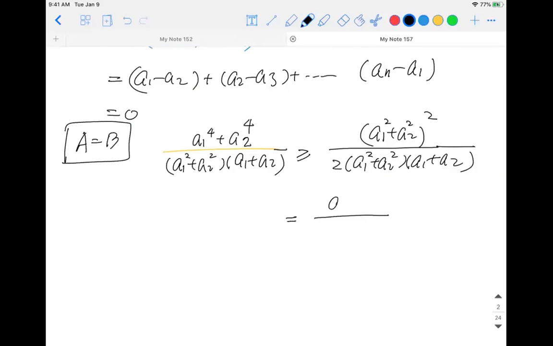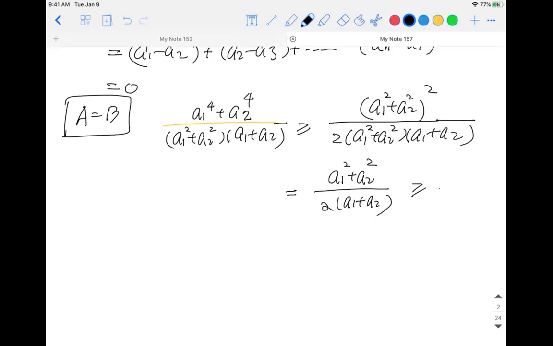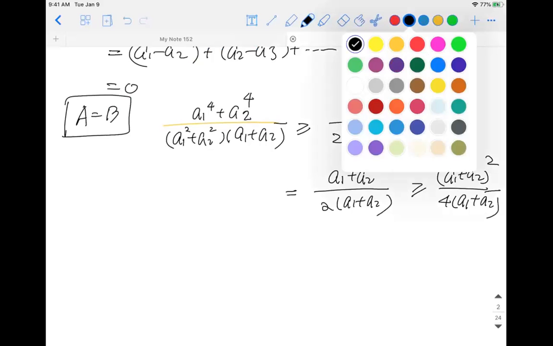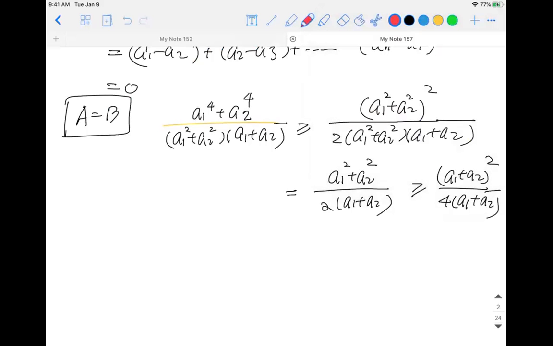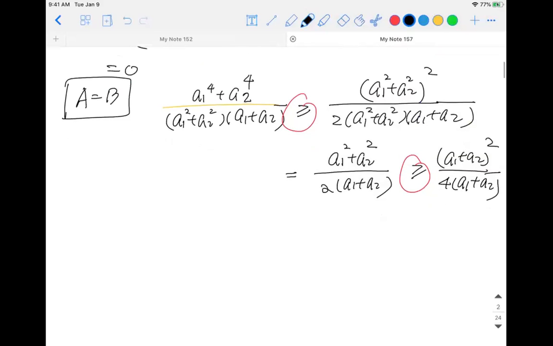This guy will be equal to what? Again, I'll say this guy equals this guy, greater or equal to this guy. Is that right? Exactly. These two inequalities use exactly the same reasoning, right? Exactly the same reasoning. So that being said, it actually equals what? A1 plus A2 divided by 4.